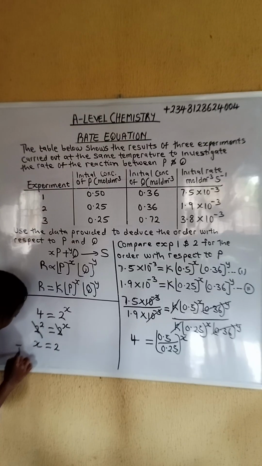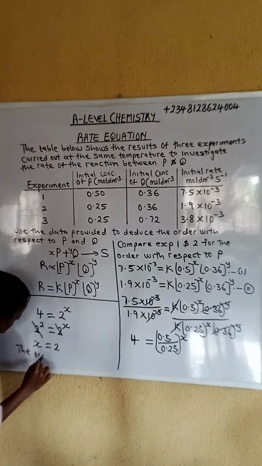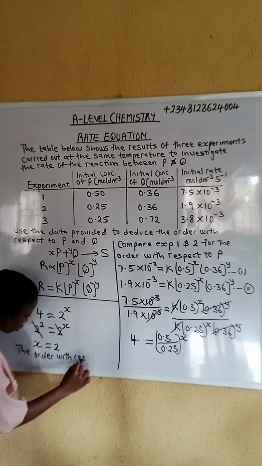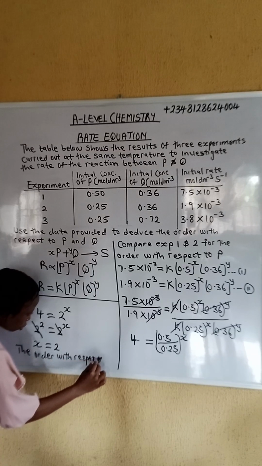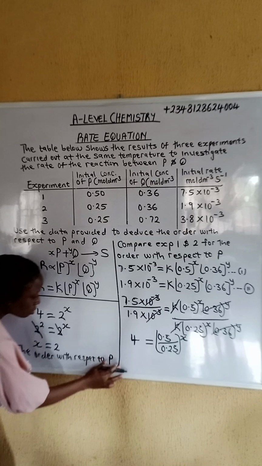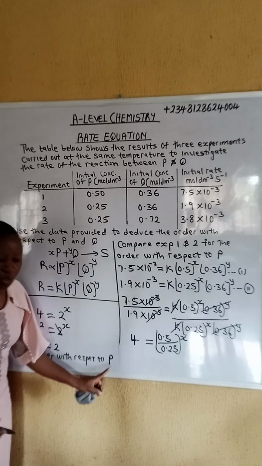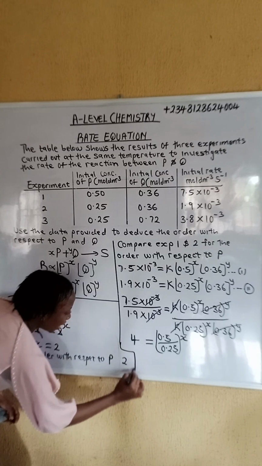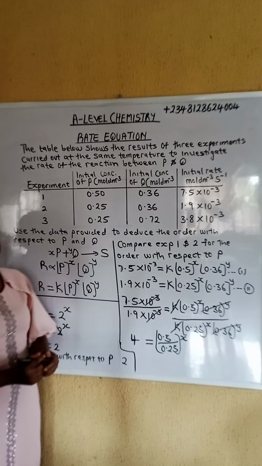The order with respect to p, the order with respect to p equal to what? Equal to 2. So let's look for the order with respect to q.